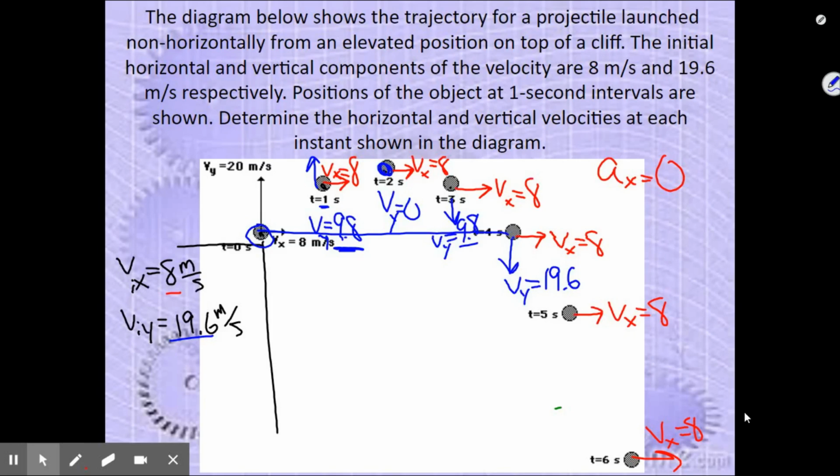Now t is 5. Add another 9.8. So this Vy is 29.4. And then down here at 6, this Vy, add another 9.8, and we get 39.2. And we could even see if it goes farther and farther down, keep adding those 9.8s. But we can look and see the velocity in the x and y at every single one of these points.